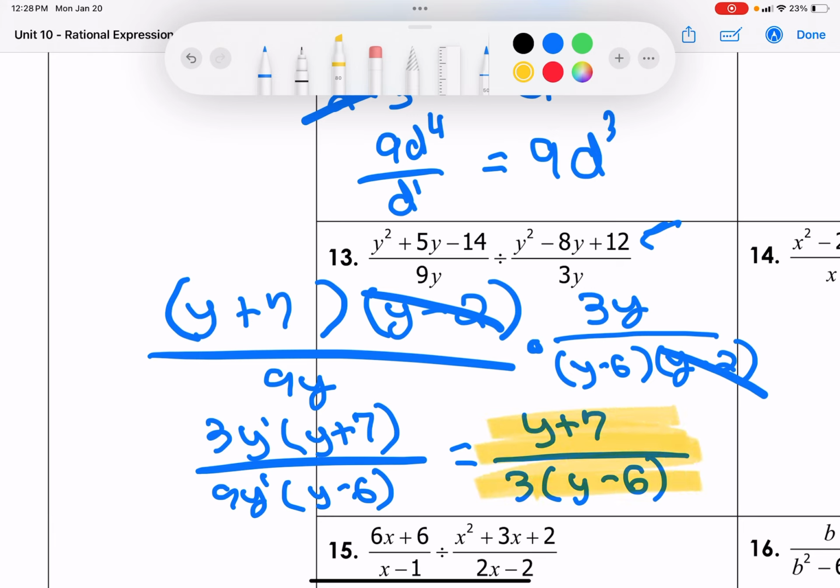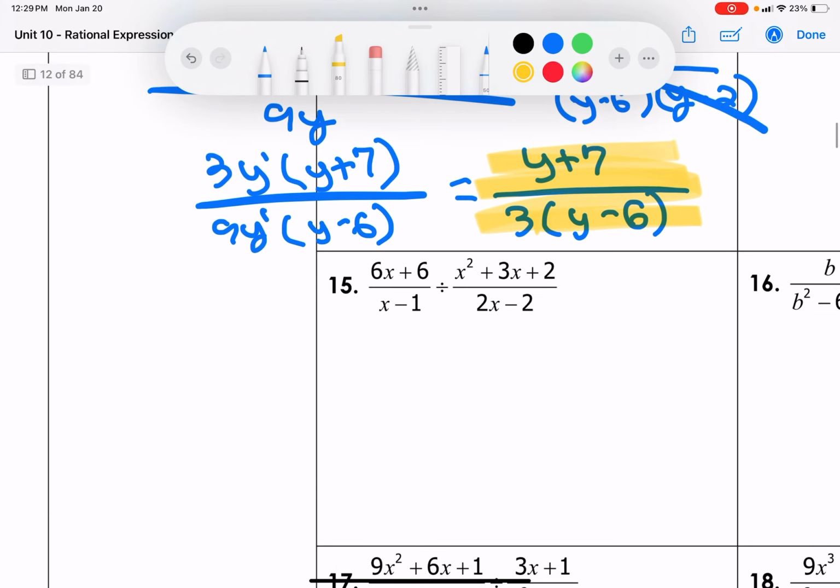Let's see what's next. All right, going to 15. Let's factor, right? So look at 6x plus 6. Can I take anything out? Yeah, I can, right? I can take out a 6. So I'm going to do that first. If I take out the 6, I'm left with x plus 1. And then my numerator, or my denominator, I have x minus 1.